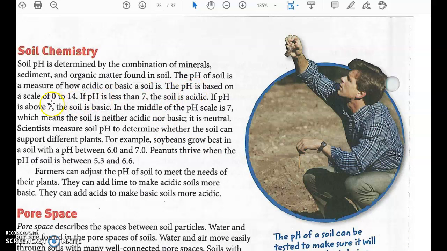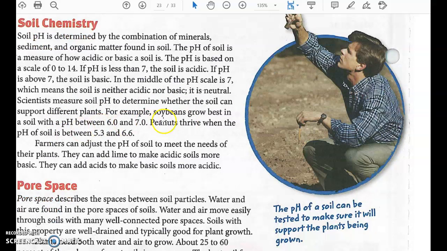The pH is based on a scale of 0 to 14. If pH is less than 7, the soil is acidic. So 1 to 6.9. If pH is above 7, the soil is basic. In the middle, the pH scale is 7, which means the soil is neither acidic nor basic. It is neutral. Scientists measure soil pH to determine whether the soil can support different plants. For example, soybeans grow best in a soil with a pH between 6.0 and 7.0.